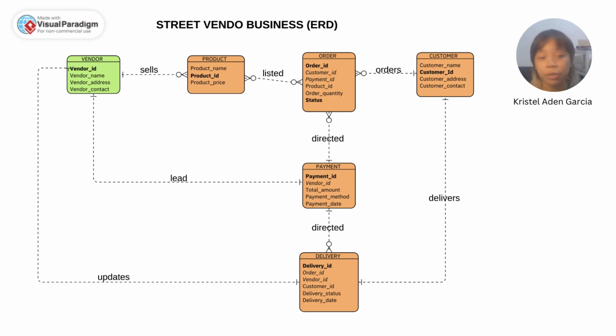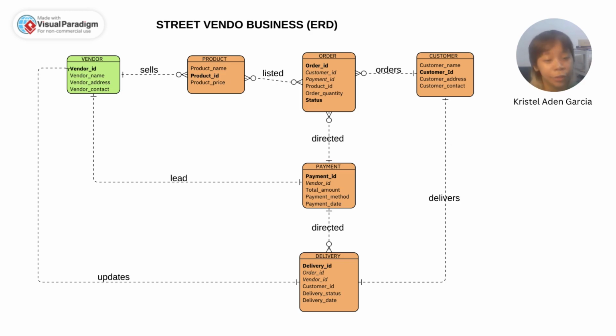Deliveries associated with payments. Once we receive payments, we arrange for delivery, and that delivery is linked to the payment. Each delivery has a unique delivery ID. Vendors update deliveries. Vendors keep track of delivery details. Each vendor is associated with deliveries through the vendor ID. Deliveries to the customers. Finally, deliveries are made to customers. Each delivery is associated with the customer through the customer ID.